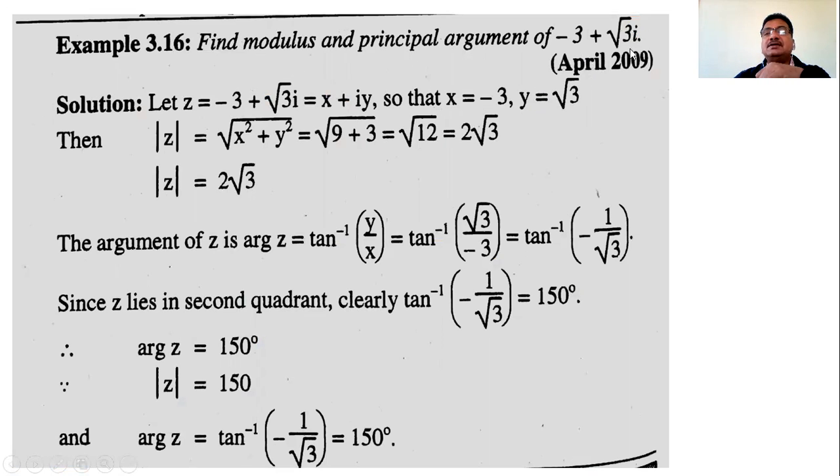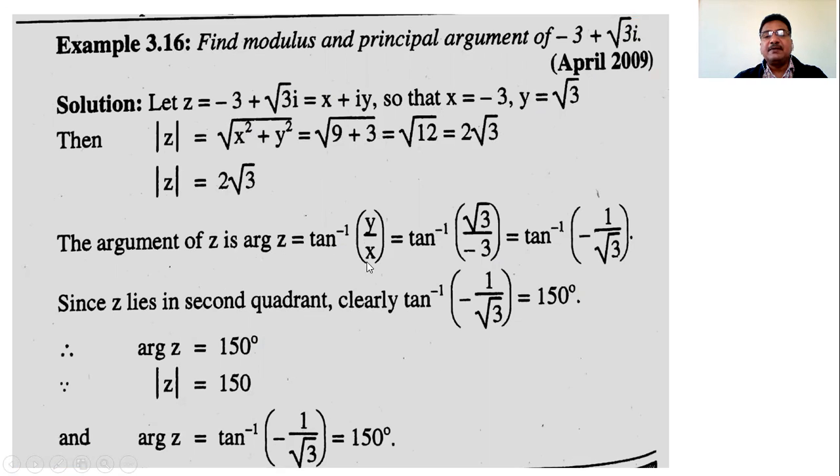So first find its modulus and argument. So modulus of z is what? Root of x square plus y square. X is minus 3, and y is root 3. Minus 3 square is 9, root 3 square is 3. So root 12, that is 2 root 3. 2 root 3 is its modulus, and that is the value of r. And we have to find the principal argument. So the formula is what?